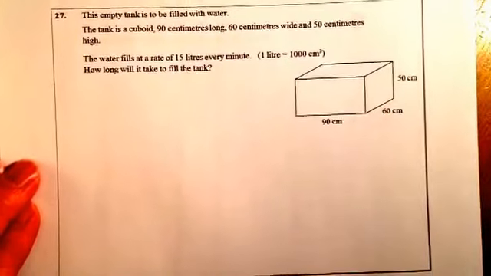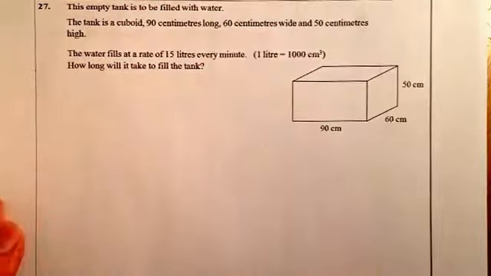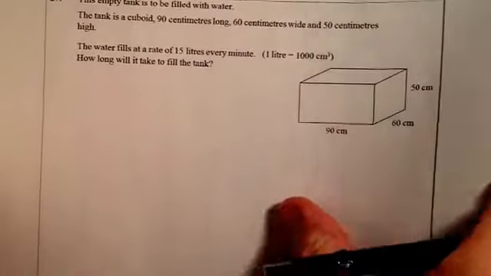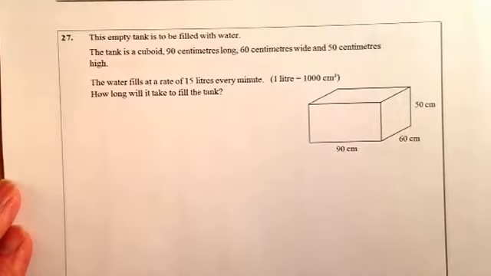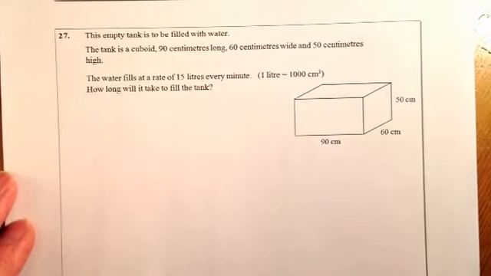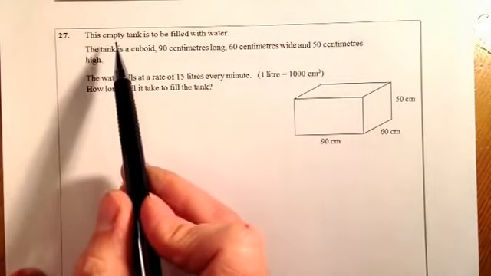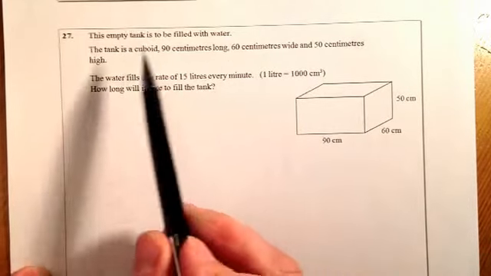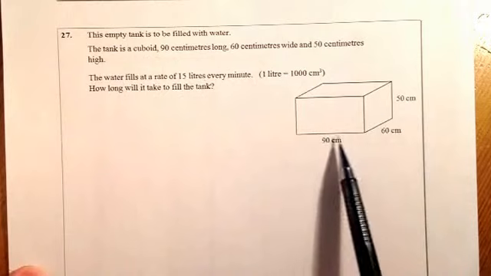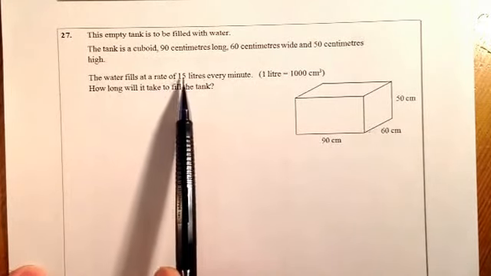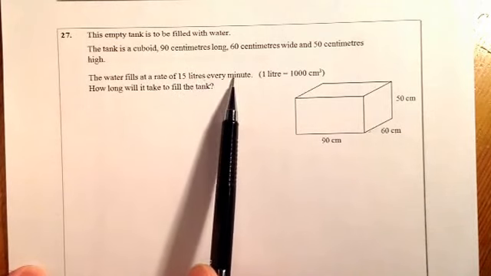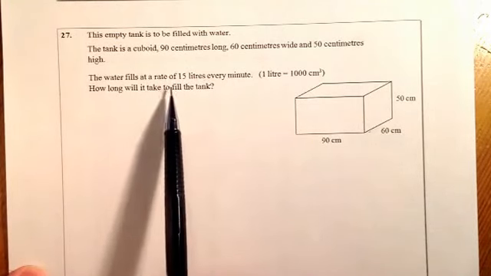Right, we're on to a problem solving volume question here. I can see in the question that I've already got some centimetres dimensions. I've also got litres, so I'm going to have to do a bit of problem solving here. So this empty tank is to be filled with water. The tank of the cuboid dimensions are shown here, okay? The water fills at a rate of 15 litres every minute. How long will it take to fill the tank?